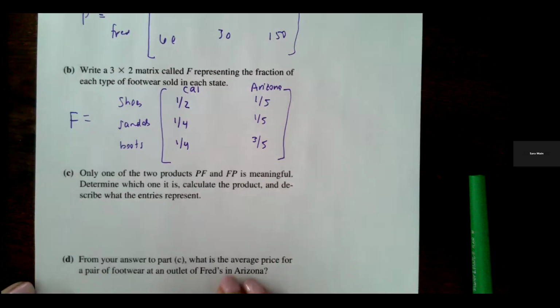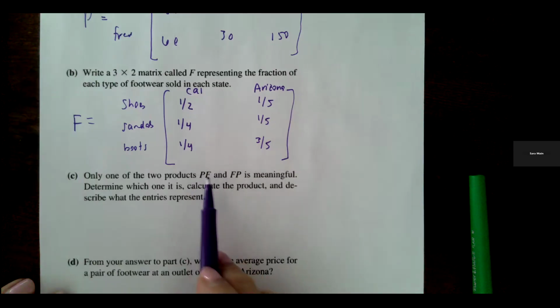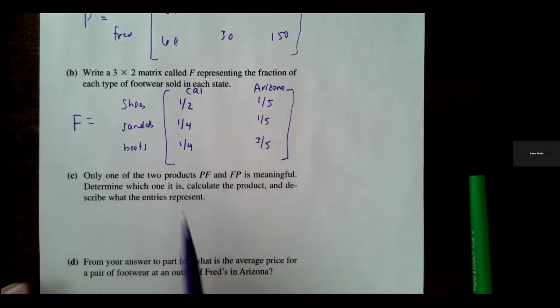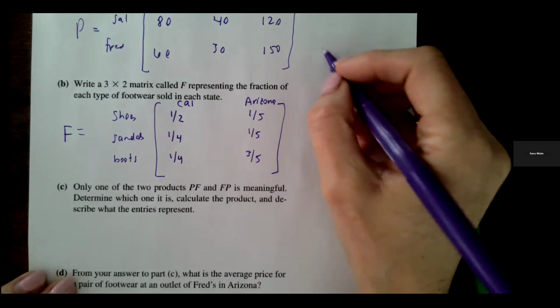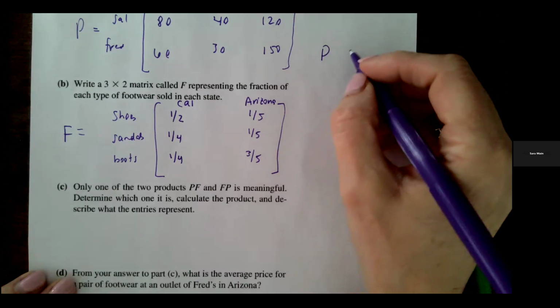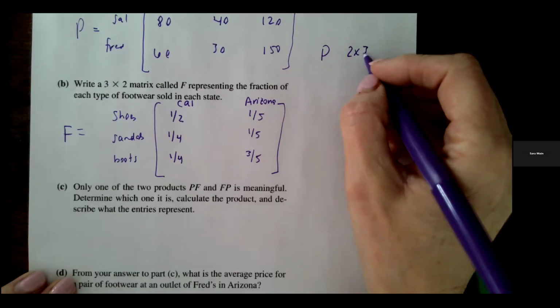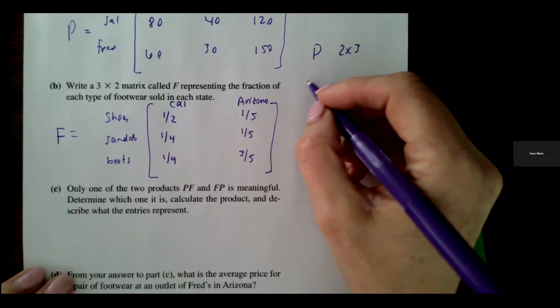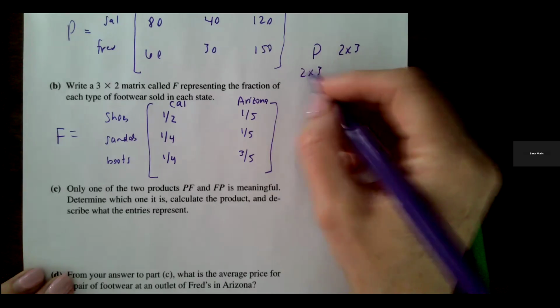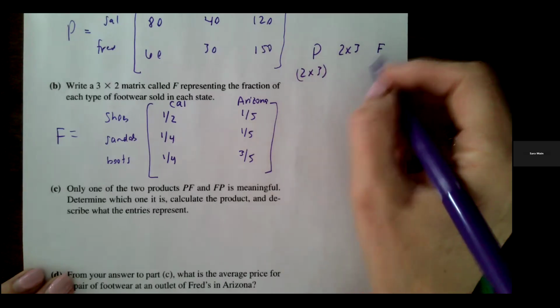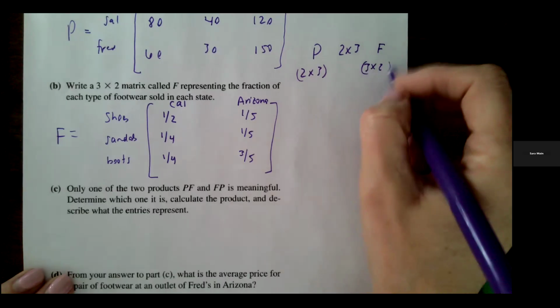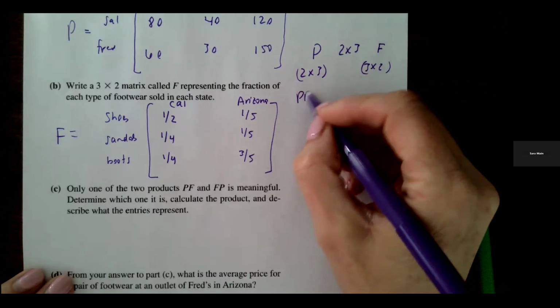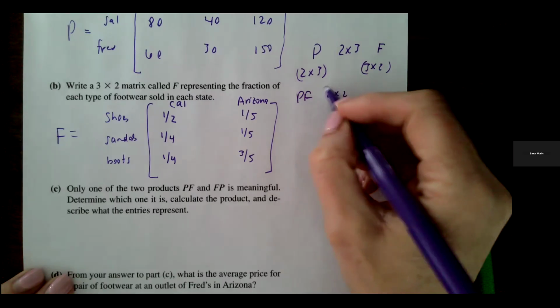Okay. Now, it says only one of the two products, PF and FP, is meaningful. Determine which one it is, calculate the product, and describe what the entries represent. So P is a 2x3, and F is a 3x2. So we can do PF. That would be a 2x2, right?